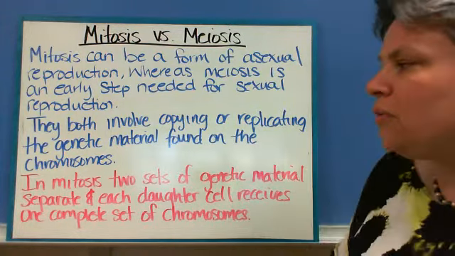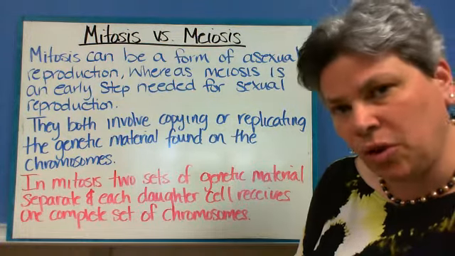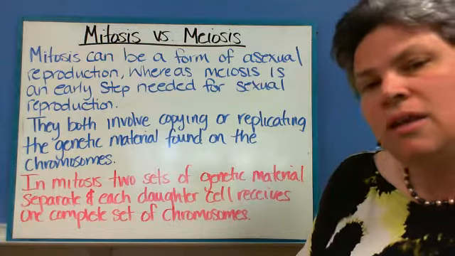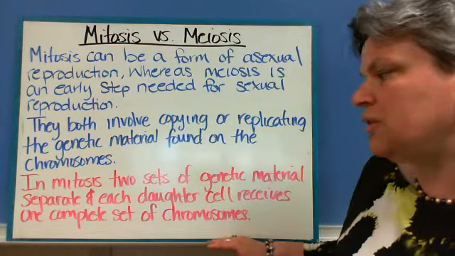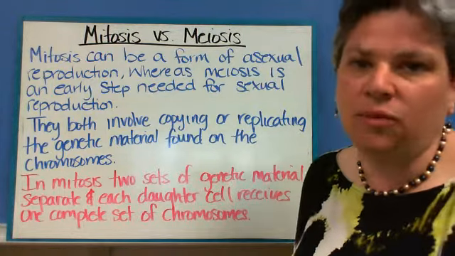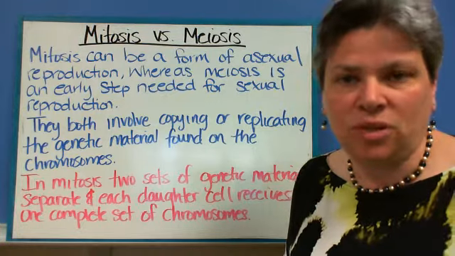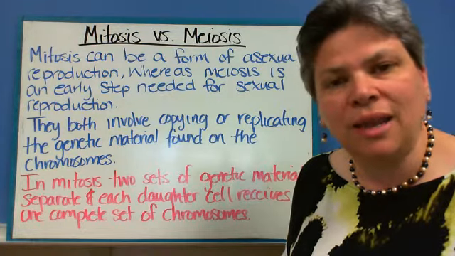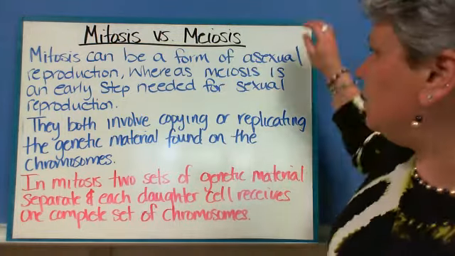They both involve copying or replicating the genetic material that's found on the chromosomes. And in mitosis, there's two sets of genetic material that separate, and each daughter cell receives one complete set of chromosomes. Remember, we start with 2N and we end up with 2N. So the chromosomes replicate and we put back into the cell exactly what started there.